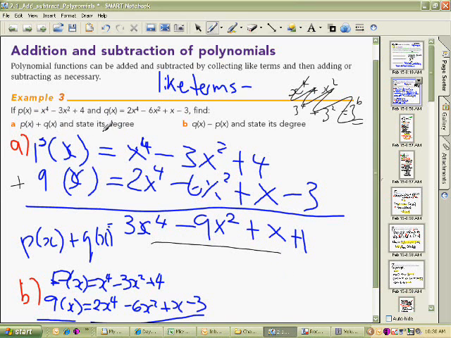It says state the degree. So what's the degree? What's the highest power? The degree for this one is 4.